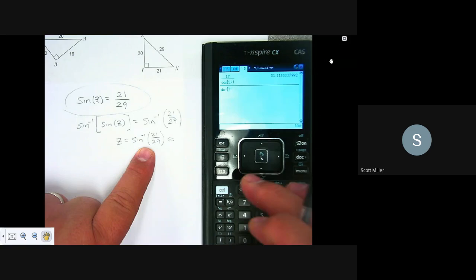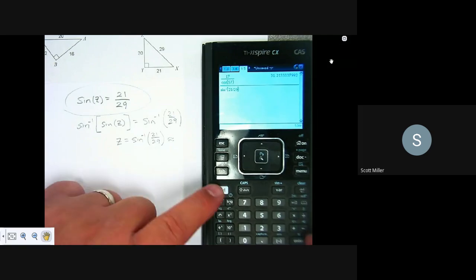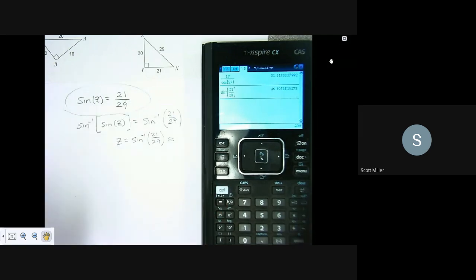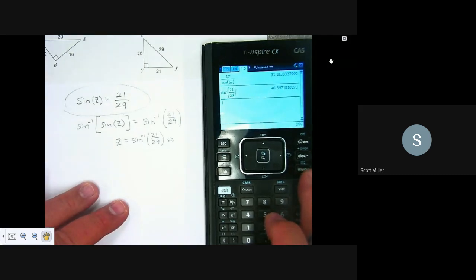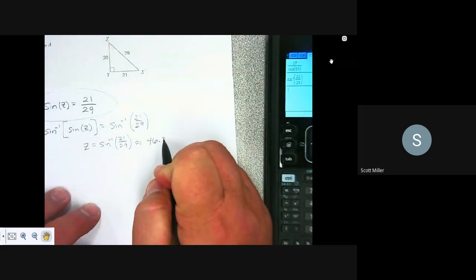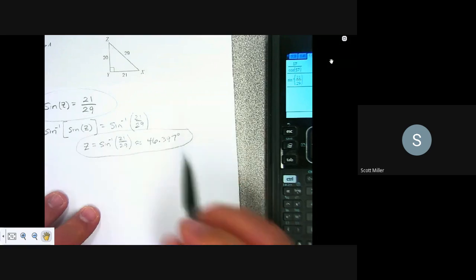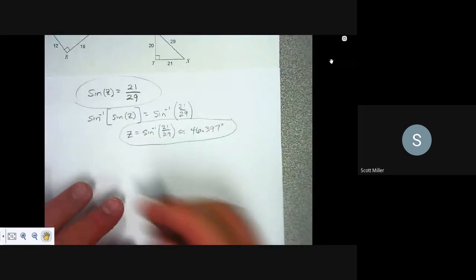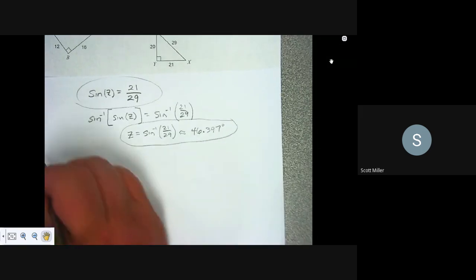We're going to type in 21 divided by 29. I can type it as a fraction, or I can just type it as 21 divided by 29. I can do it that way also. Control Enter, and that gives me my answer in degrees, rounded to 3 decimal places. So this will become 46.397 degrees. Circle that as your answer, and this is what I'll be looking for. This is how you want to display your answer, okay?